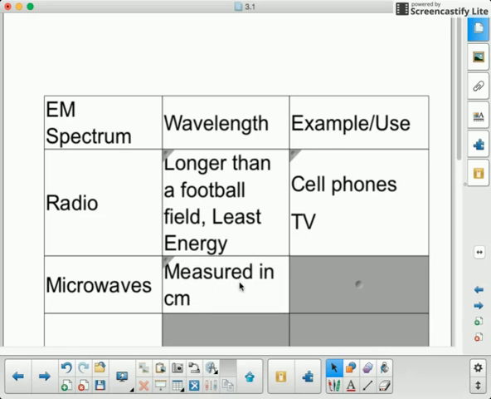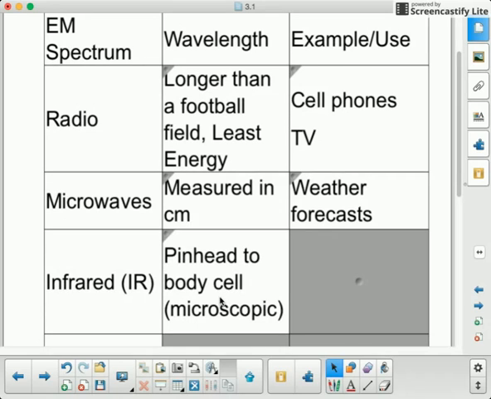Microwaves are next. There's a big jump here. We went from waves that are measured at more than a football field long to waves that are measured in centimeters. So they're much higher energy than radio waves. And microwaves are used for things like the weather forecast.